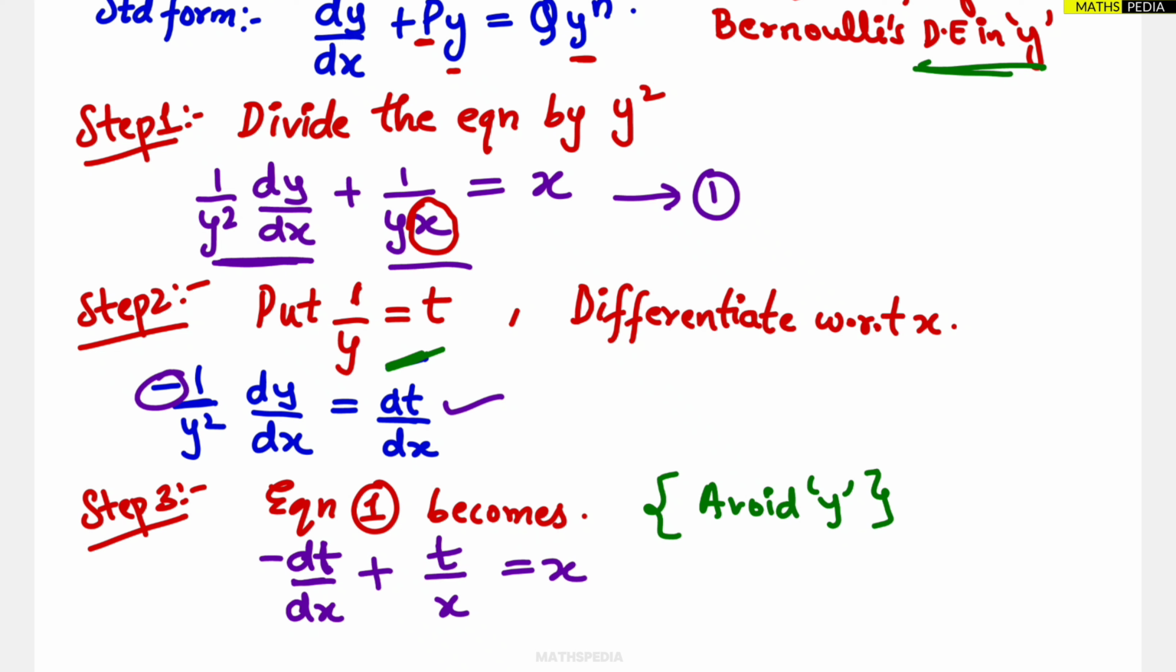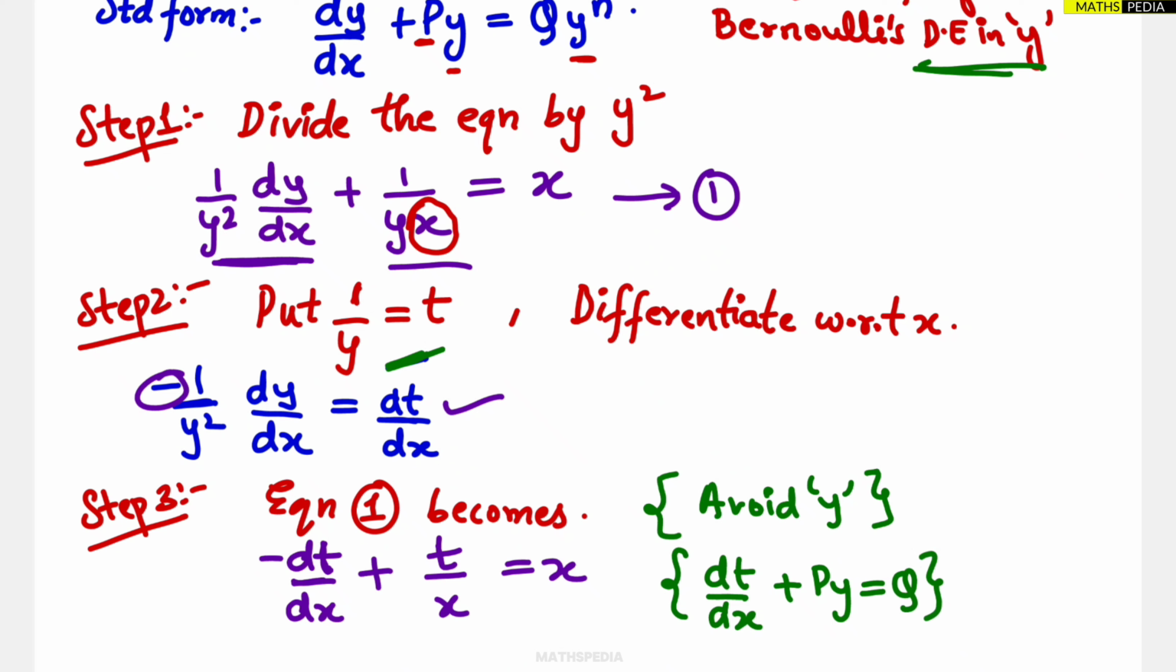Okay, so 1 by y as t. Here there is no y variable. Simple. After this, we have to bring it in which form? That is the important question. We have to bring it in dt by dx plus pt is equal to q form.